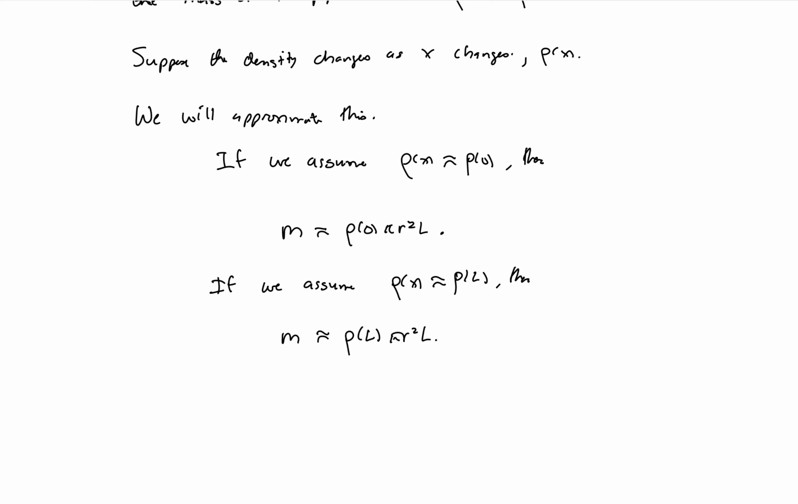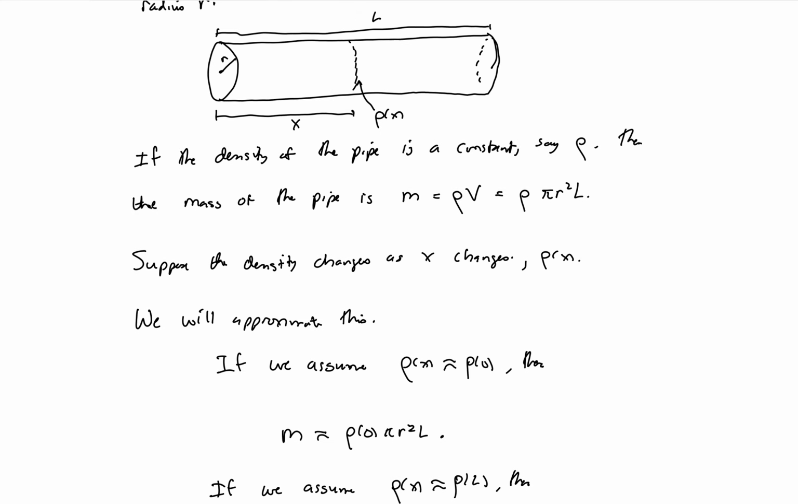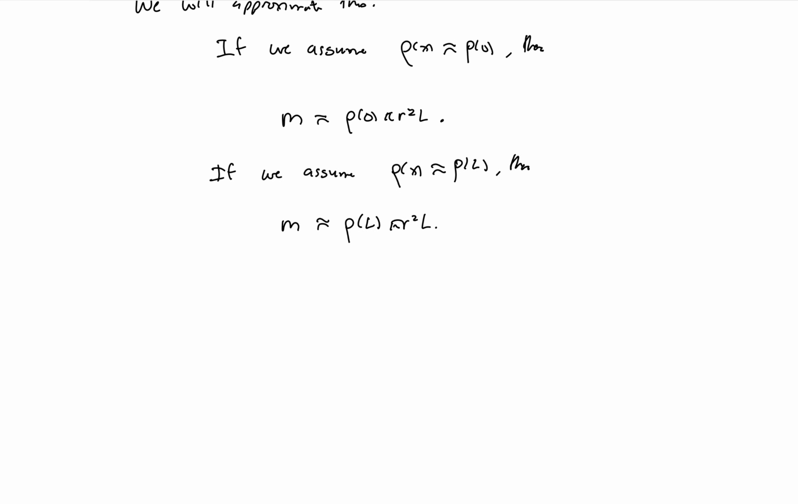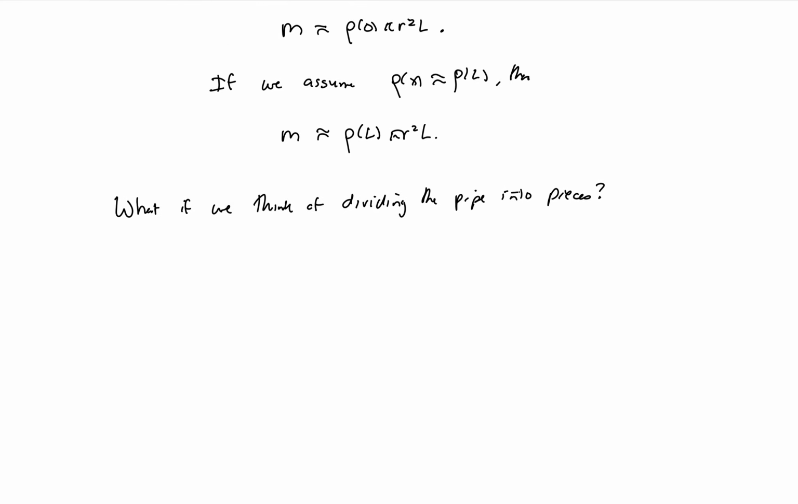Or we could do this at any point at all in the interval. But if the density is changing from one end to the other, that's not really going to be a great approximation. So maybe what we do is we break up the lengths. Okay, so this idea of breaking things into pieces is really important. So let's think about what we're doing here.